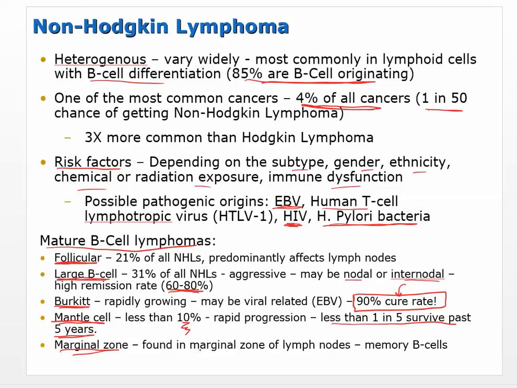Marginal zone, that's the one that leads us back to the lymph nodes. Found in the marginal zone of the lymph nodes, and that involves the memory B cells, which we really haven't talked about yet. When you have an infection, a lot of the B cells that recognize the pathogen will become memory cells. They can be activated later. And even those can become malignant.